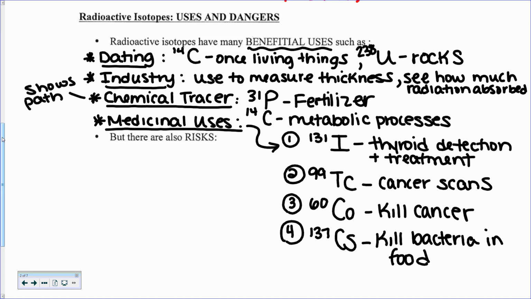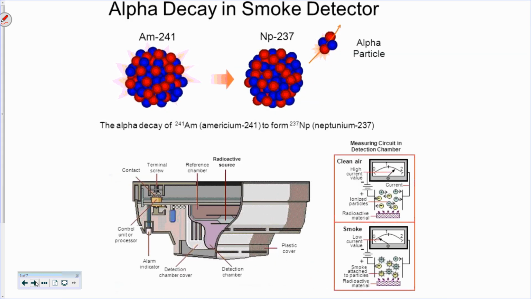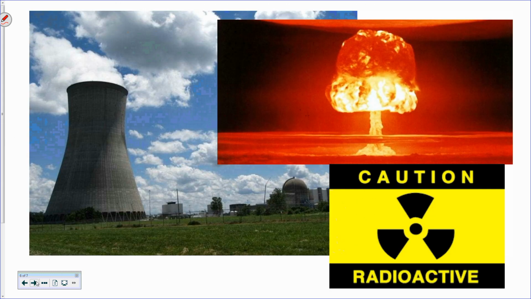But there are also risks. There are also risks to using radioactivity. If we could just use radioactive isotopes and they were only good, that would be awesome. But they're not always good. So I'll put it on my slide here. But first, the bigger picture, the clouds behind it, that's basically the picture of a nuclear reactor.